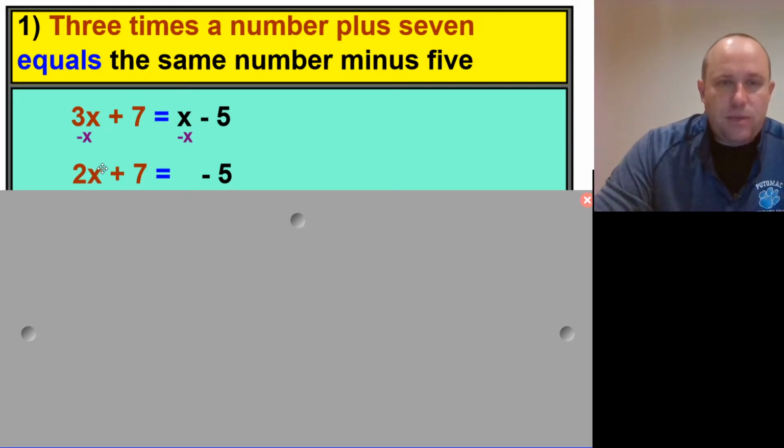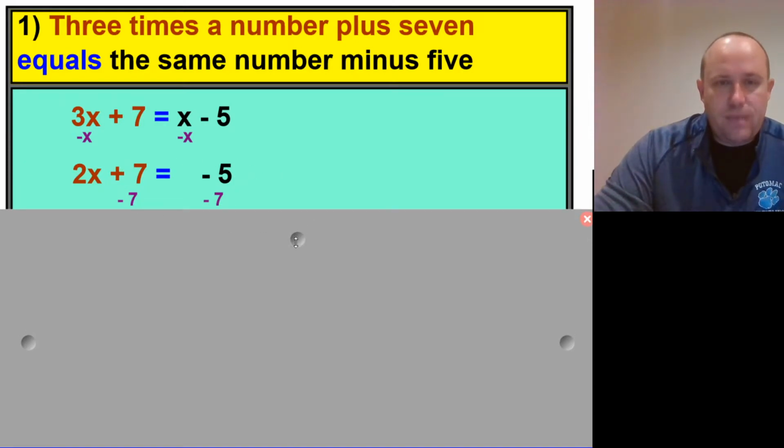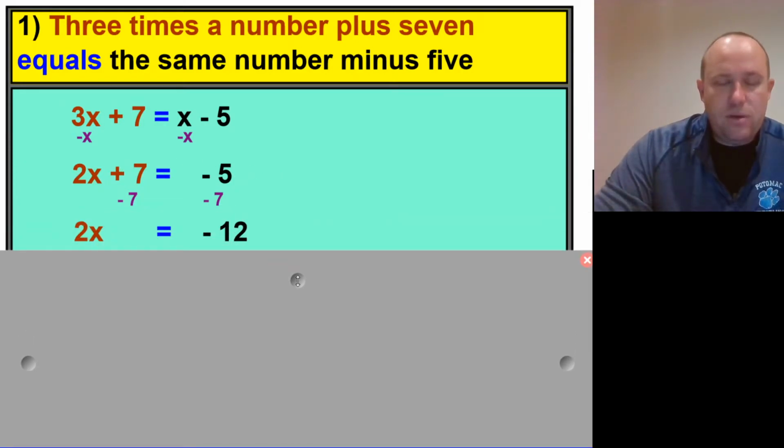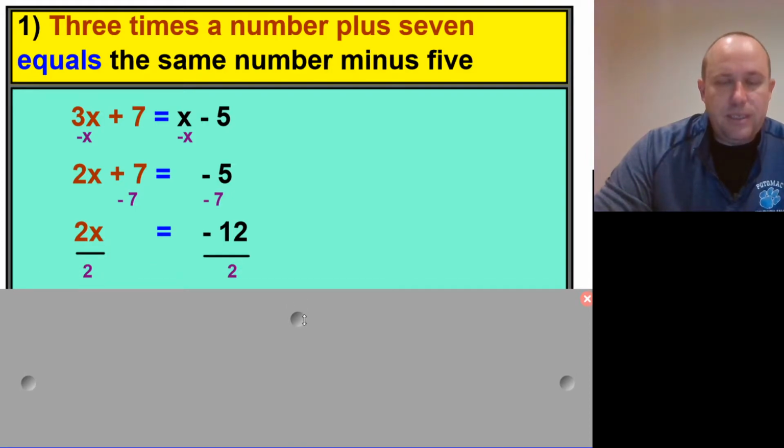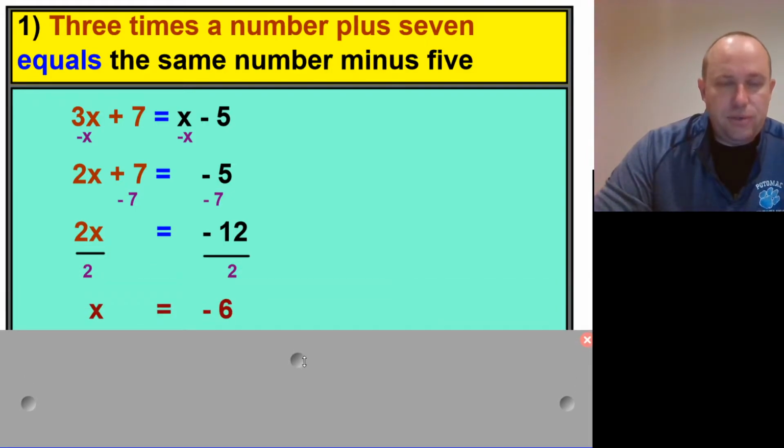Once we've got all our variables on one side, bring the numbers to the opposite side. So this positive 7, do subtract 7, and then work out what that gives you. And our last step, once we have it like this, 2x just means times by 2. So the opposite is to divide by 2, and then just use your calculator to check what the answer should be.